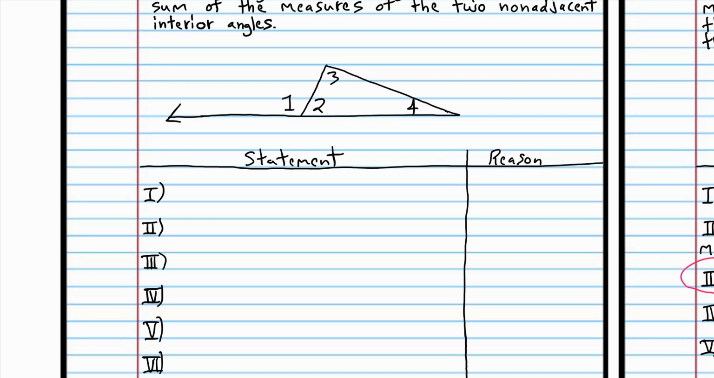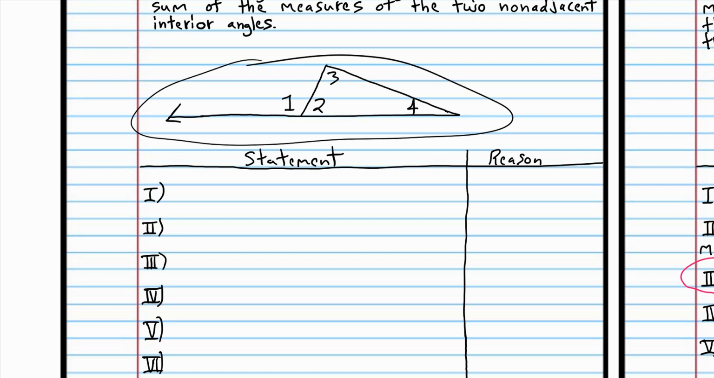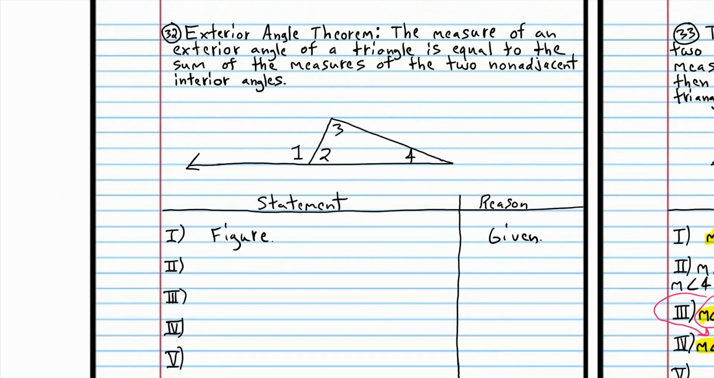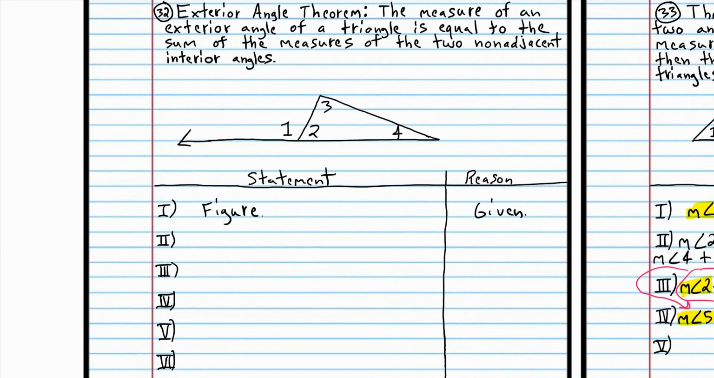Now I'm going to get you started with the first step because it's kind of difficult to figure out exactly what the given information is. In this particular proof, you can just say the given information is the figure. So I'm going to say the figure. And so now you take it from here. Again, you're going to use the Triangle Sum Theorem and the linear pair postulate. If you get stuck, that's okay, but try your best. Go ahead and attempt this problem, number 32, and when you come back, we'll do it together.